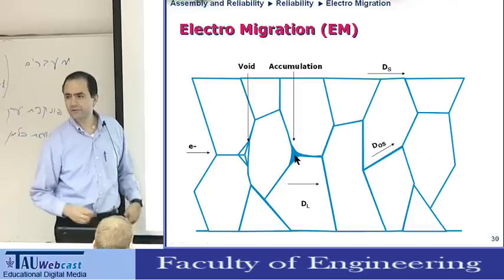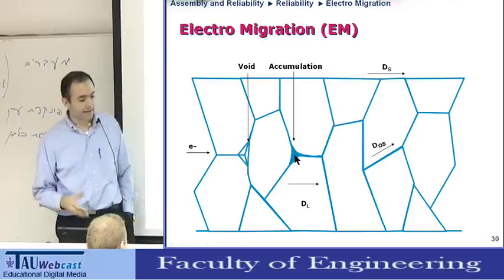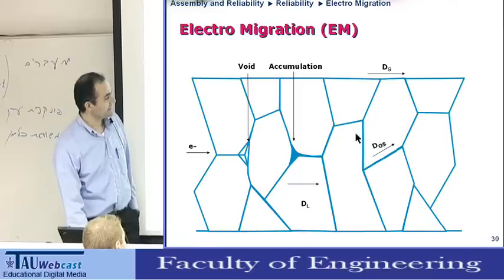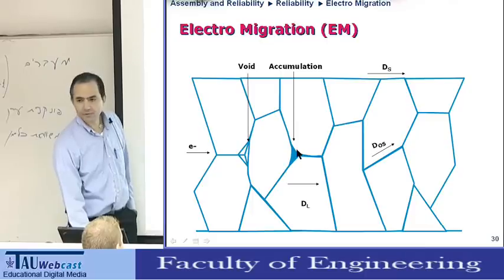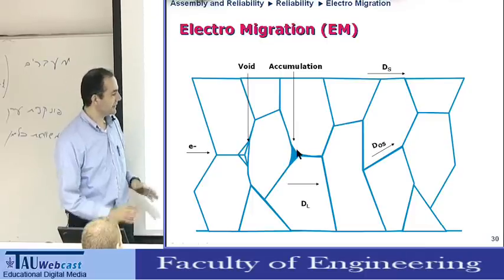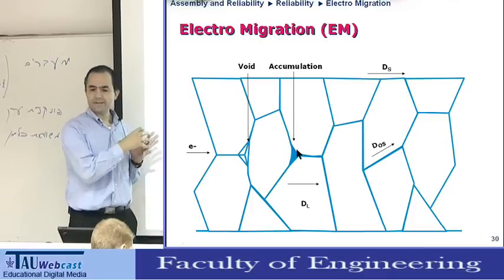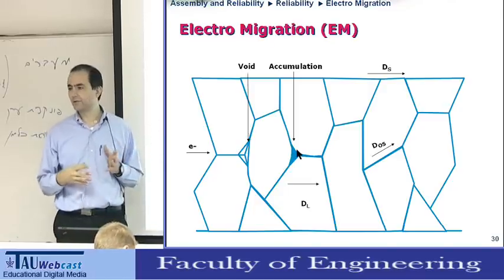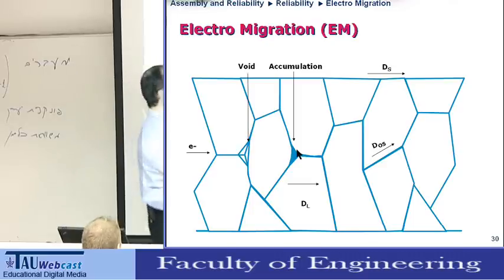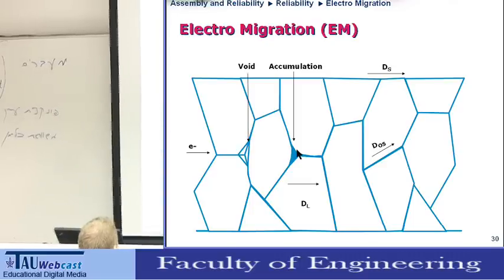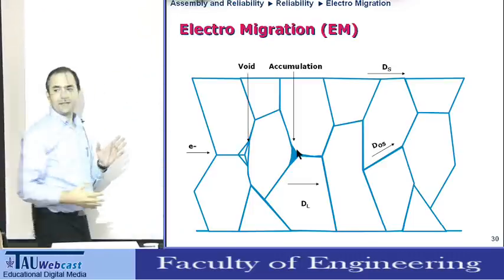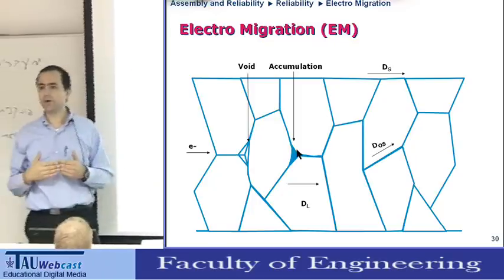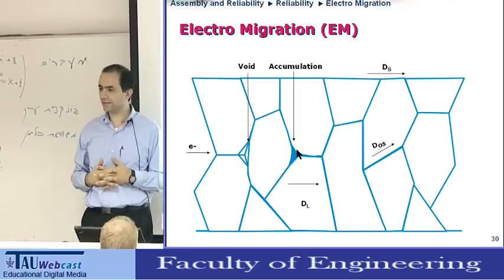Eventually, they might not conduct current. And what happens is that these voids might grow and the grains will become smaller. And eventually, the metal line itself becomes non-conductive. Instead of having a small void, we get a big void. And then the line itself becomes an open line instead of a conductive line.